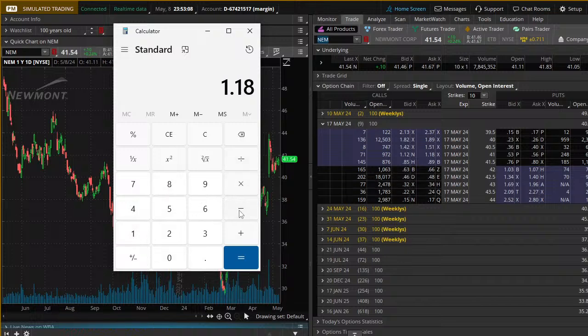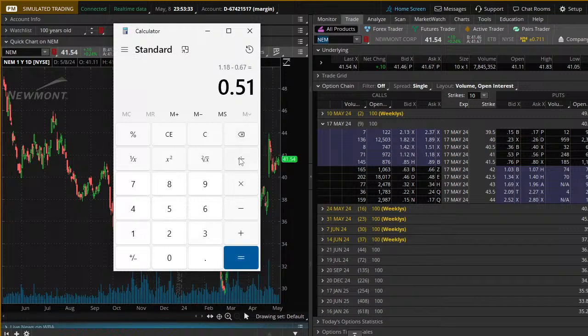$1.18. Then if I buy it at 41.67 and I sell it at 41, I'm losing 67 cents right off the top. But not really, because they're compensating me $1.12. So let's subtract the 67 cents off the $1.12. That gives me 51 cents.